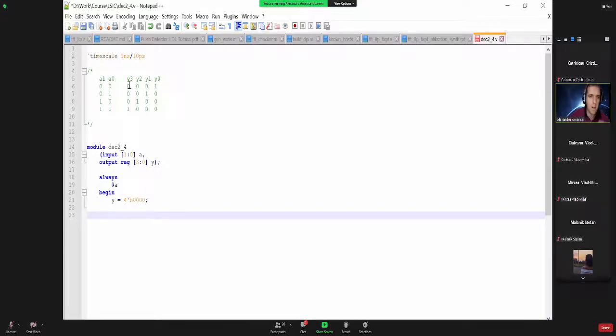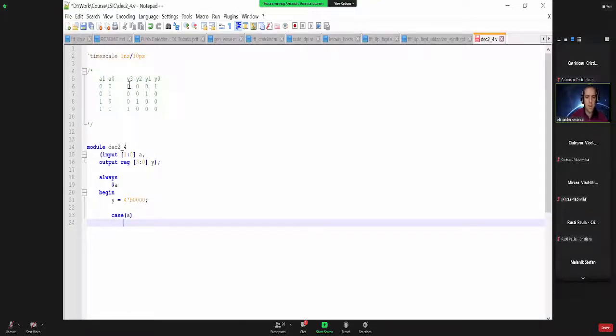Based on the truth table, which kind of statement instruction that you use also in programming can be used to describe in an easy way the decoder? The case. So you use a case A, and here you have the branches, and because it's very long, it actually doesn't matter here.